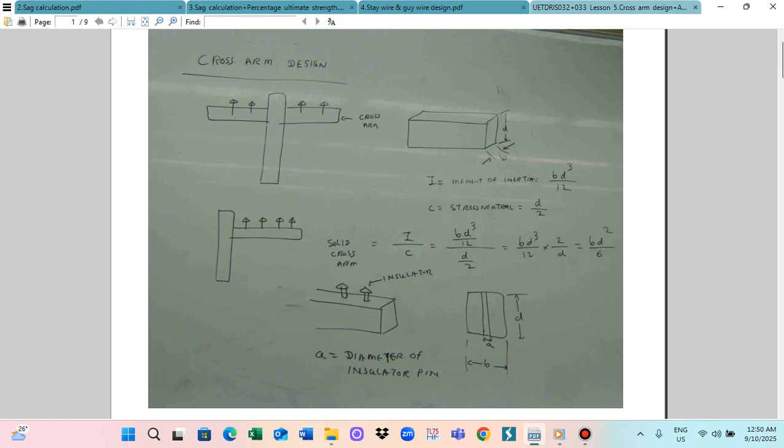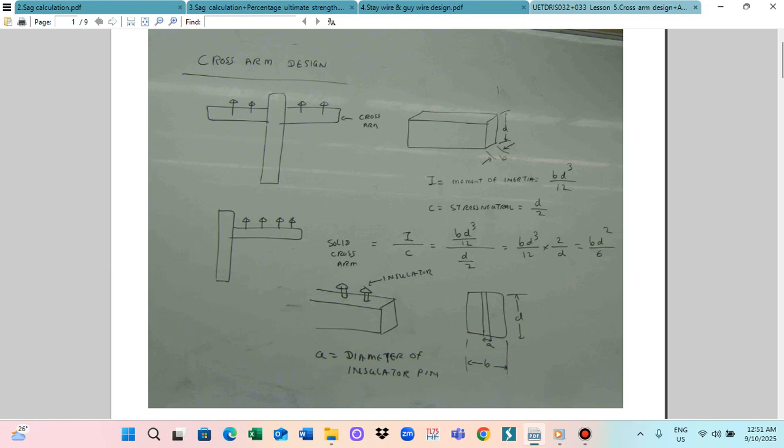Okay, so C is the stress neutral. Stress neutral is equal to D by 2. So this is the I by C ratio. The moment of inertia to stress neutral ratio is equal to B D cubed by 12 divided by D by 2. So this is B D cubed by 12 into 2 by D. So this becomes B D squared by 6. So this is the I to C ratio.